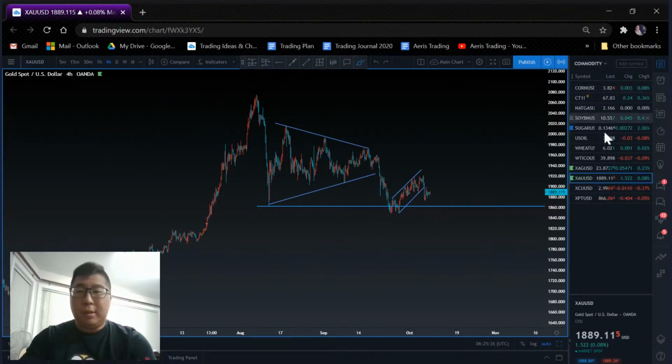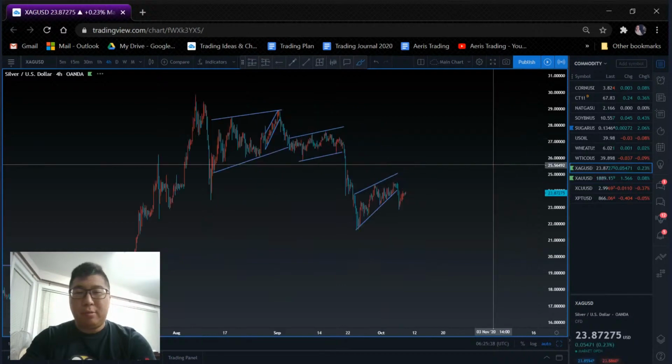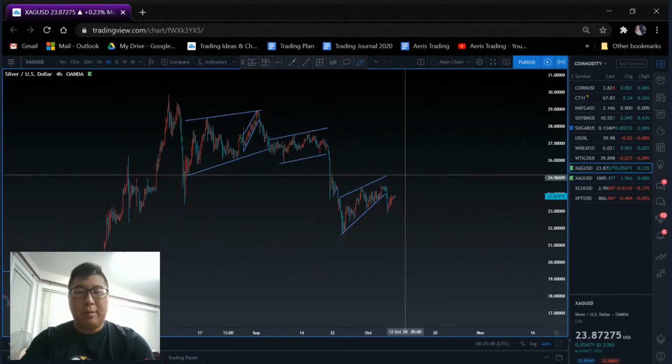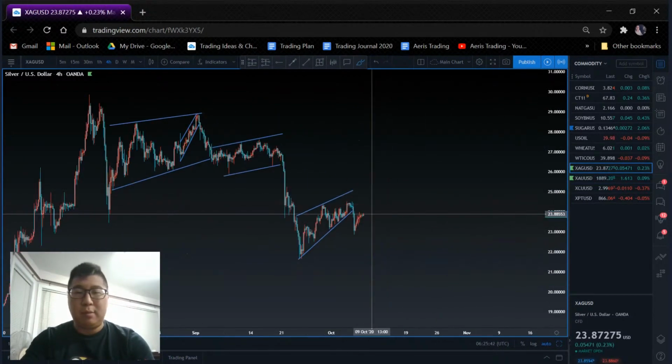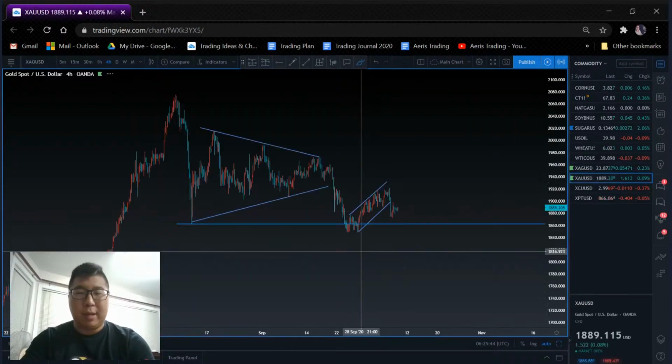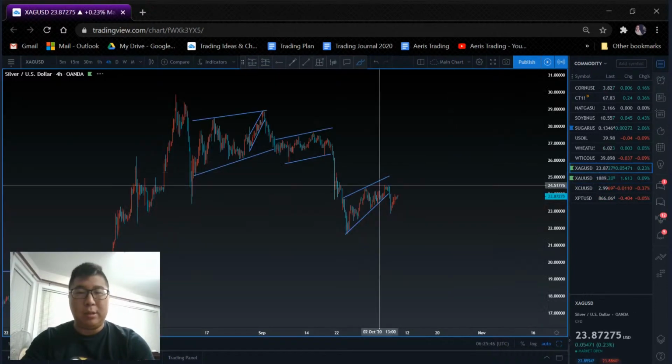Yeah, so let's move on. That's pretty much all I'm looking at. There's not too much in commodities I'm looking at. Okay, same thing with silver. I think someone asked me about silver as well. It's pretty similar to gold, right? This is gold and this is silver.